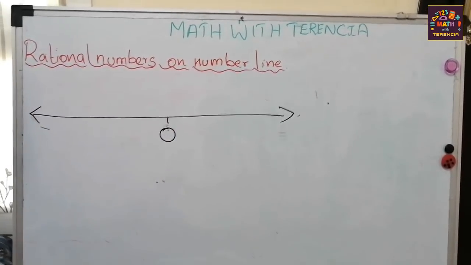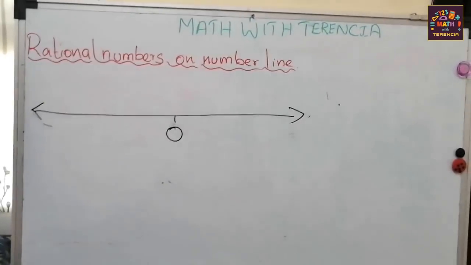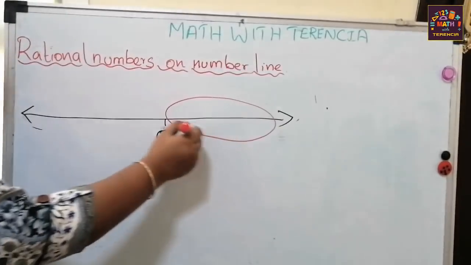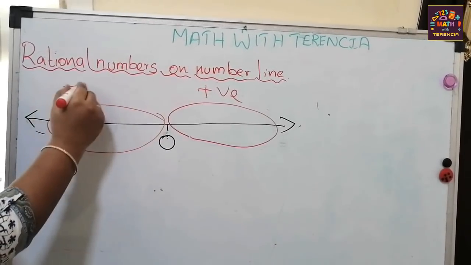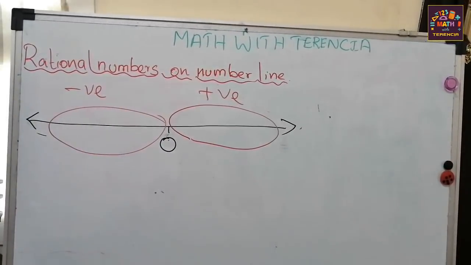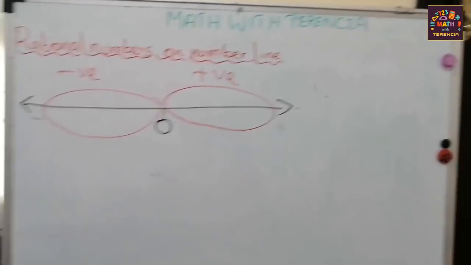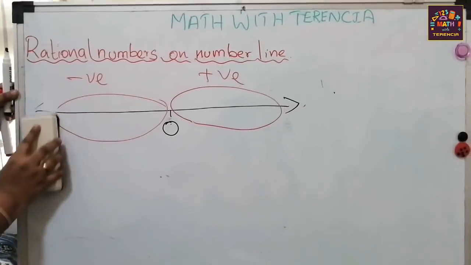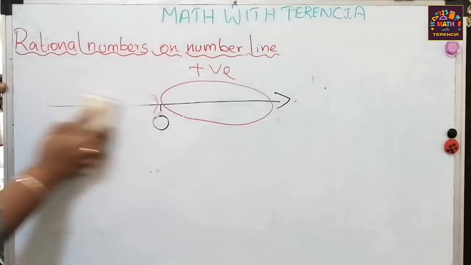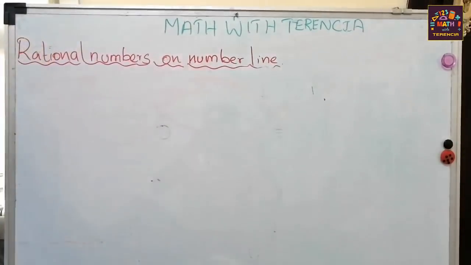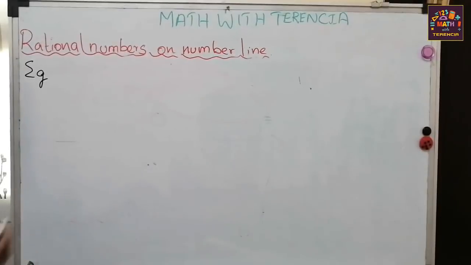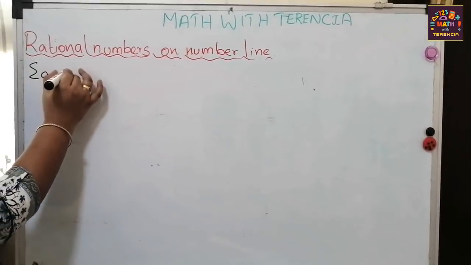So let me take this as 0, and the part which is right side of the 0 will have positive numbers and left side of the 0 will have negative numbers. This is very important as the rational numbers will have both positive and negative numbers. Let's see some examples how to represent rational numbers. So we'll see one example.